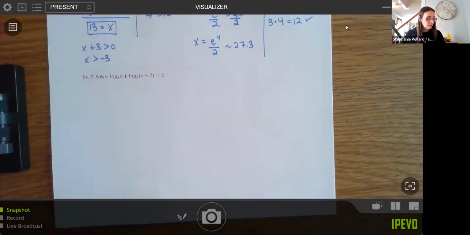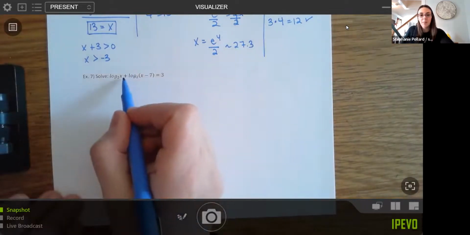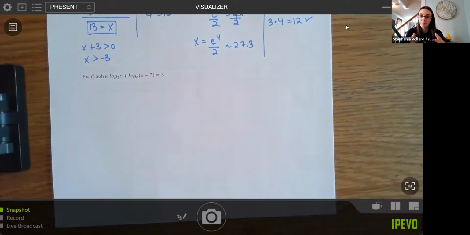All right, let me do another example. Now for this one, in order to use that exponential form, I can only have it with one log. I have two logs here. What do I do? So think back to some of our properties. And we learned before that when you have addition, that means that the original log was being multiplied.